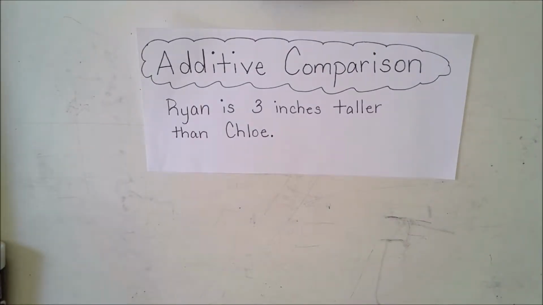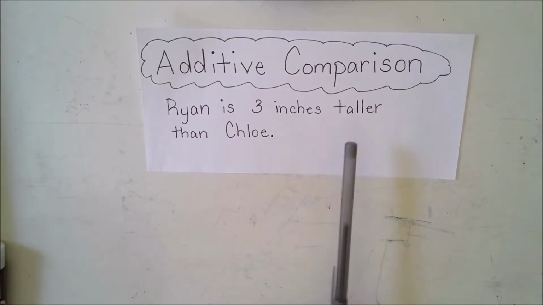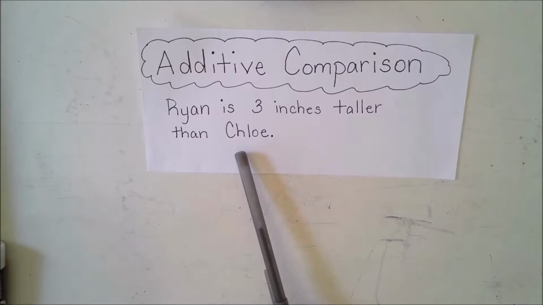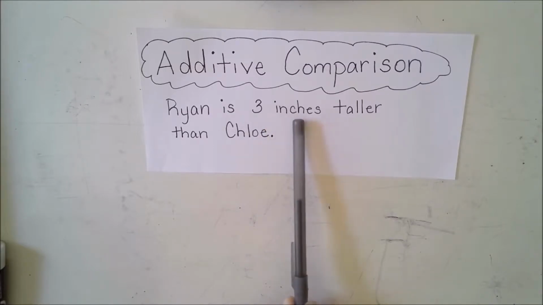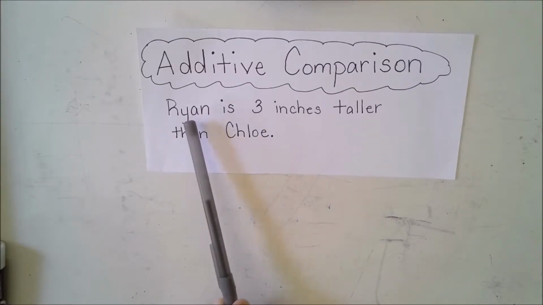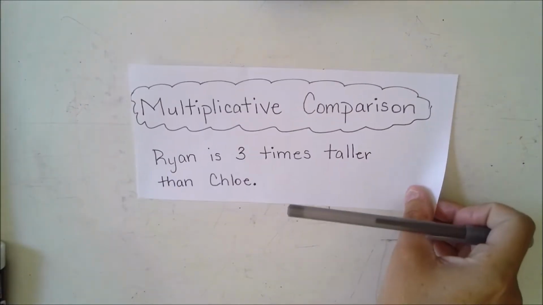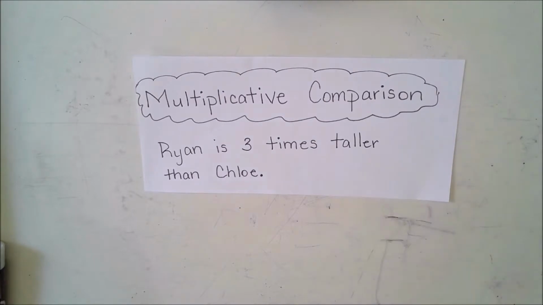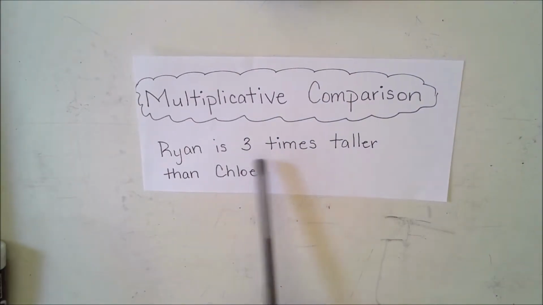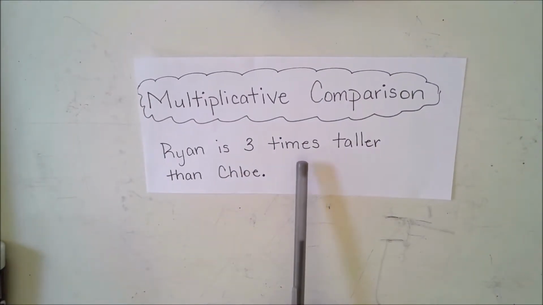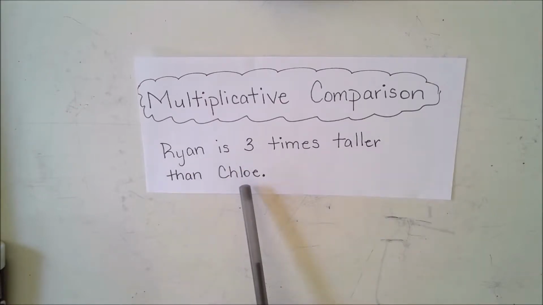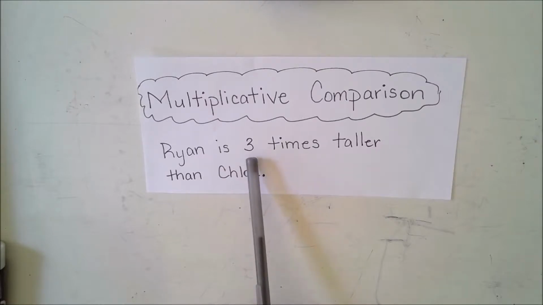In an additive comparison, your math problem would look something like this. Ryan is 3 inches taller than Chloe. In this situation, you would add 3 inches to Chloe's height to get Ryan's height. But with multiplicative comparison, you're using multiplication to compare one number to another. Ryan is 3 times taller than Chloe. So in this situation, you wouldn't add the 3, you would multiply the 3 times Chloe's height.